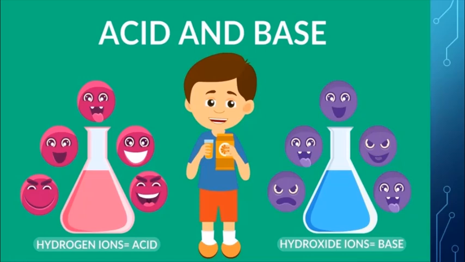Now when acids react with metal, they form what? Hydrogen gas. On the other hand, if we talk about bases, metal oxides are generally alkaline, that is, basic in nature. Also, acid reacts with carbonates and liberates carbon dioxide gas.